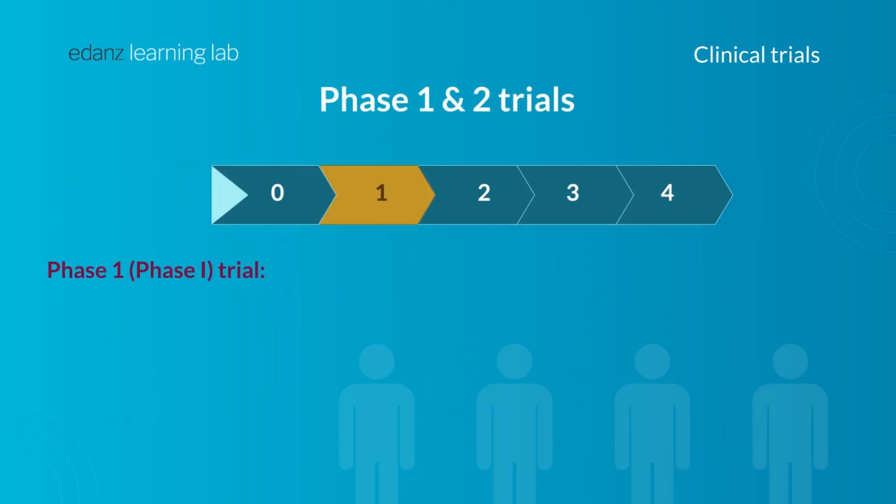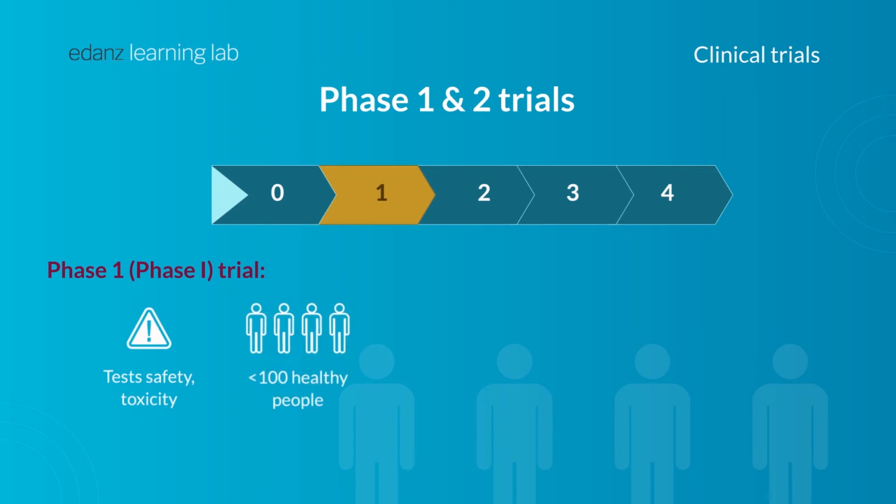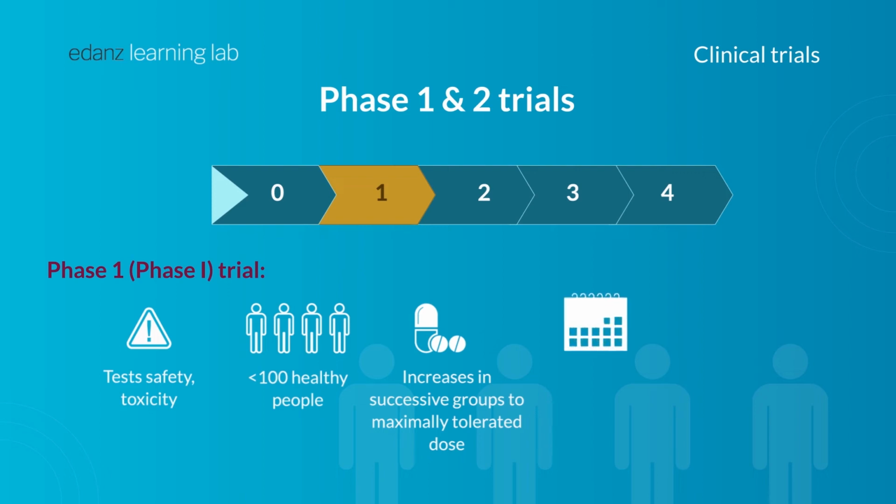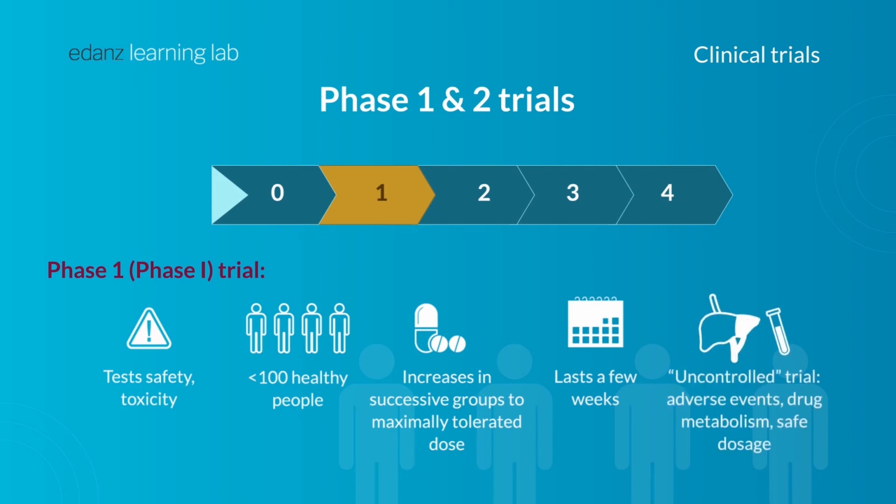A phase 1 trial tests drug safety and toxicity in fewer than 100 volunteers, in groups that receive gradually increasing doses to find the maximally tolerated dose. Phase 1 trials last a few weeks. They do not have a comparison group, so they are uncontrolled trials that determine the drug's most frequent and serious adverse events, how the drug is metabolized in the body, and what represents a safe dose.